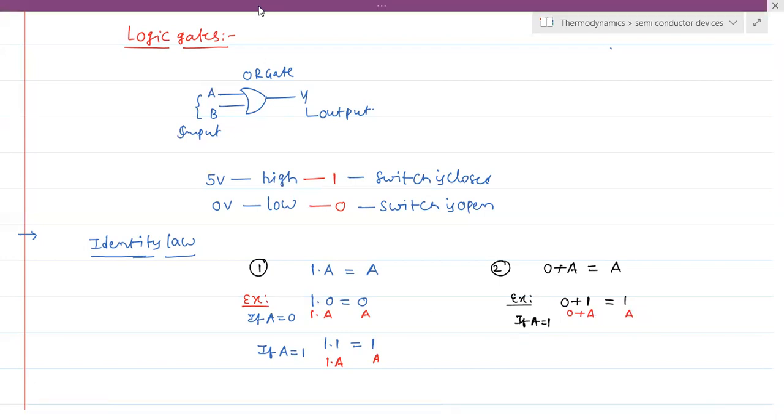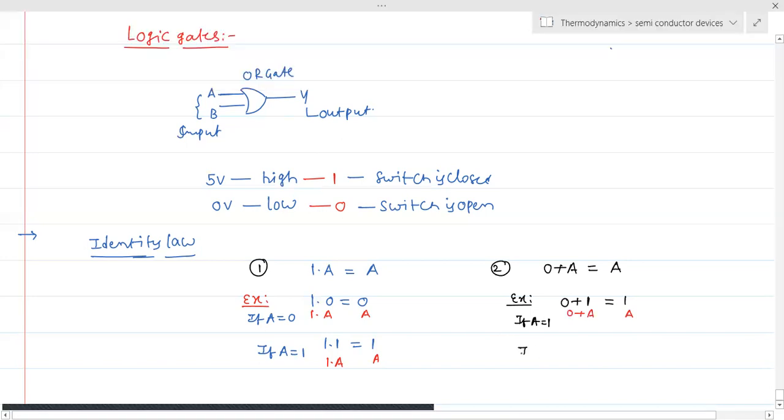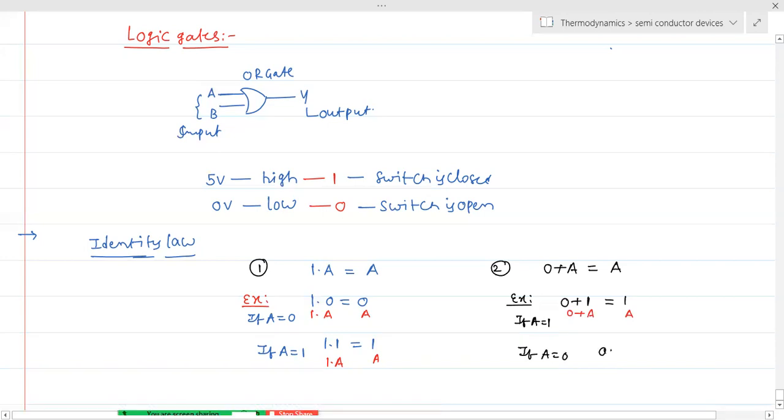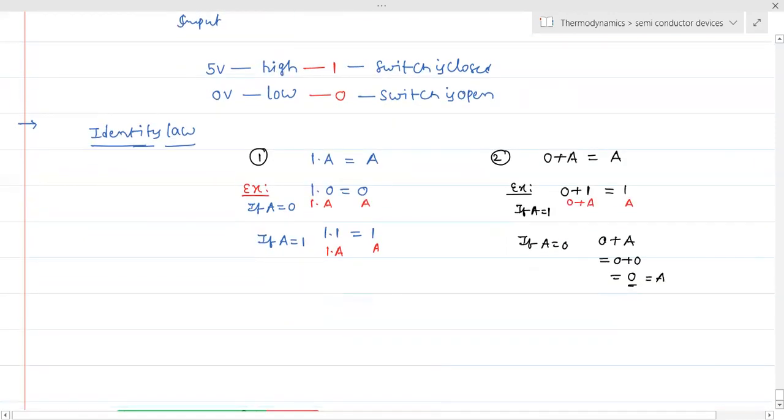Suppose I take another example, then it is also clear. Suppose I am taking A equivalent to 0. According to the LHS, I am writing 0 plus A, which means 0 plus 0, that is 0. So again, this 0 is found to be A. In this way, we will understand the Boolean expressions.